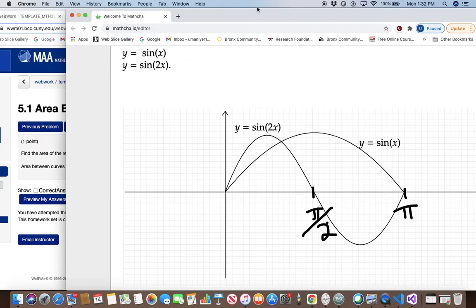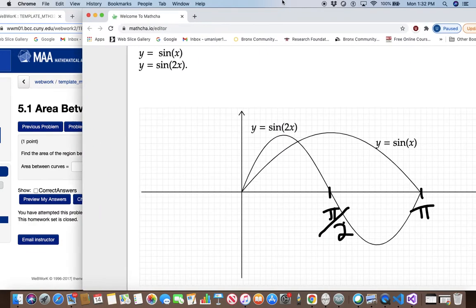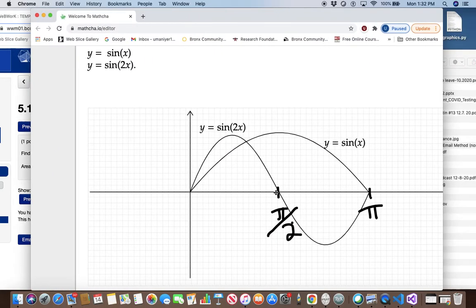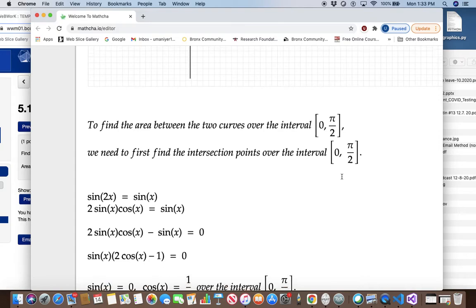Now, the question is not over 0 to pi. The question is from 0 to pi by 2. So all I need is this region. I need this area plus this particular small area here. Before that, I need to know the intersection point. To find the area from 0 to pi over 2, we first find the intersection points over that interval.